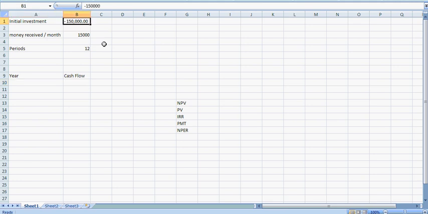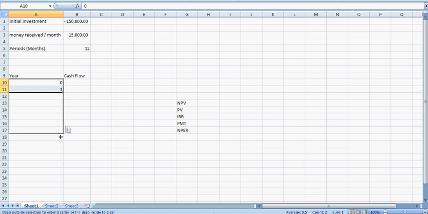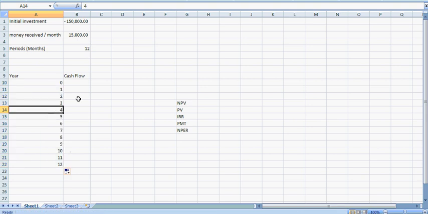We're assuming an initial investment of $150,000, and we're assuming here that we will receive $15,000 for 12 months. We could say here between parentheses months, and we have here the year. Now, for simplification, we just select both of these after entering 0 and 1, so Excel will understand that we are doing a sequence by dragging it.